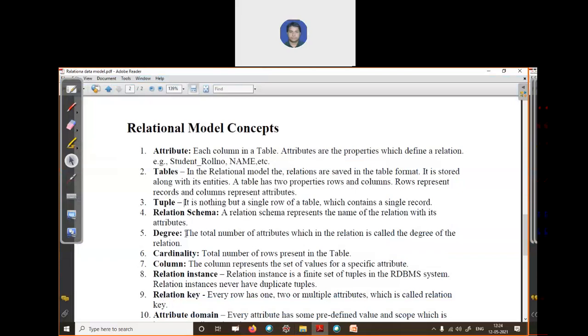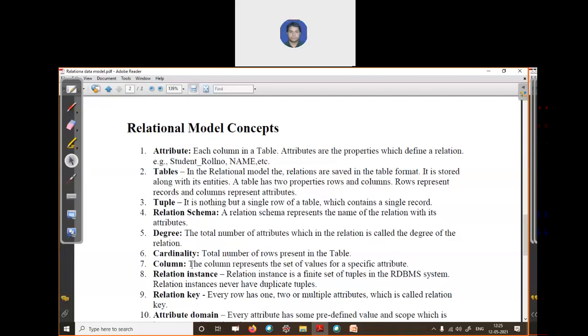Degree is nothing but the number of attributes of your table, showing the degree of that relation. Relation and table are the same thing. Don't get confused: the degree of a relation is the number of attributes of that table. Cardinality is the number of rows, number of records, number of tuples in a relation. Cardinality is the number of records.